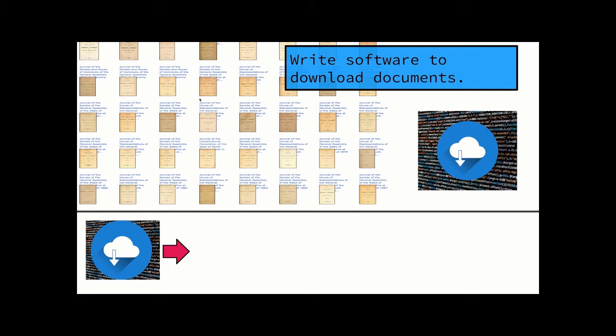We started by writing code to download these documents. On the North Carolina State Assembly webpage, it's a little bit tricky, so you have to reverse engineer how to download those documents.